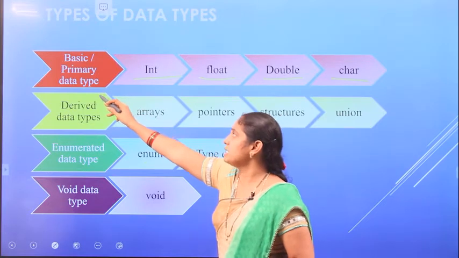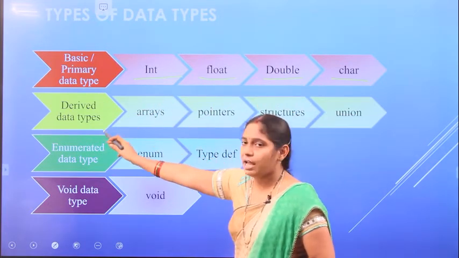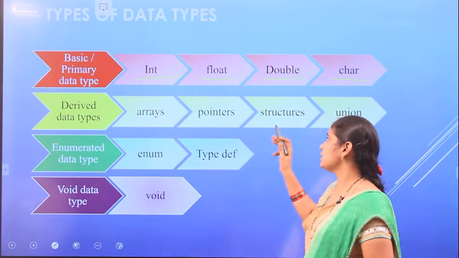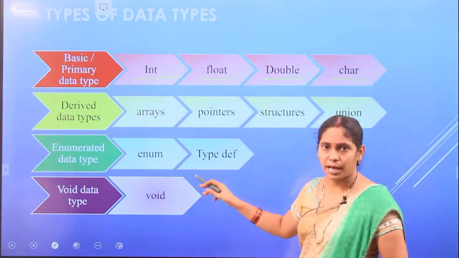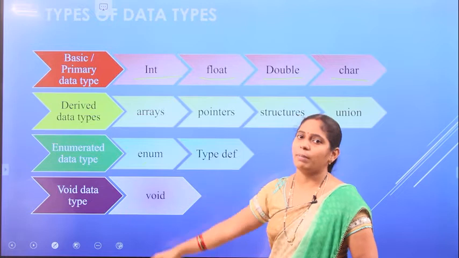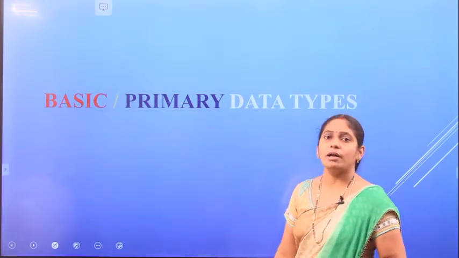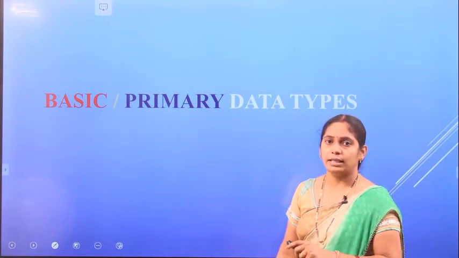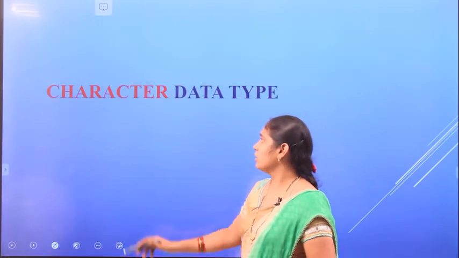In primary or basic data types, int, float, double and character. In derived data types, arrays, pointers, structures and unions. Coming to the enumerated form, enum and typedef. And void type. Now see one by one. Coming to the primary or basic data types. In that, first we'll move to character form.